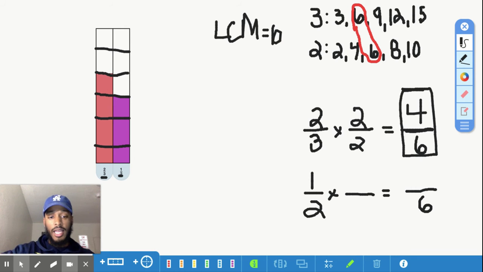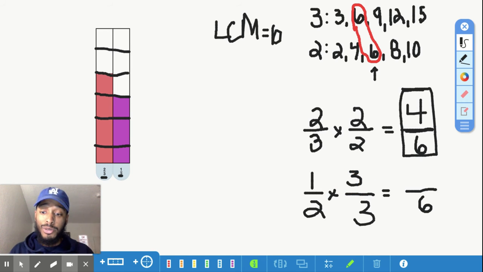Let's figure out our second equivalent fraction, okay? So I've got 1/2 times what number gives me 6? I know 2 times 3 gives me 6, and I also know that 6 is the third multiple of 2, if you look back at your list, right? So if 2 times 3 is equal to 6, 1 times 3 gives me what? I have to multiply the 1 times 3, because whatever I do on the bottom, I have to do to the top.